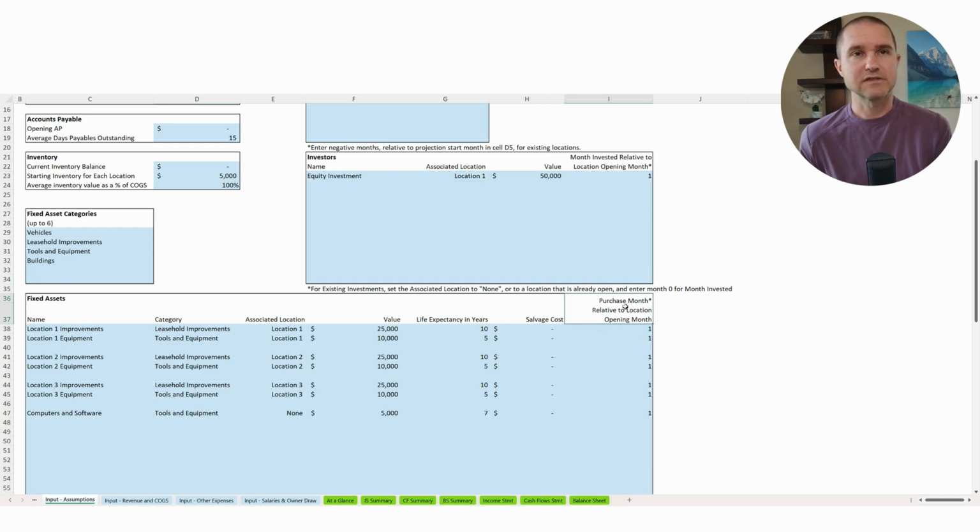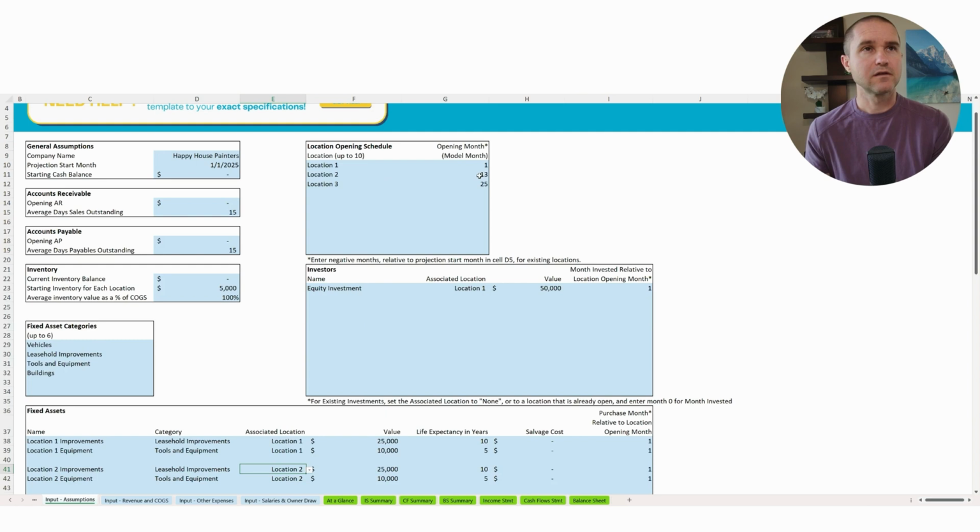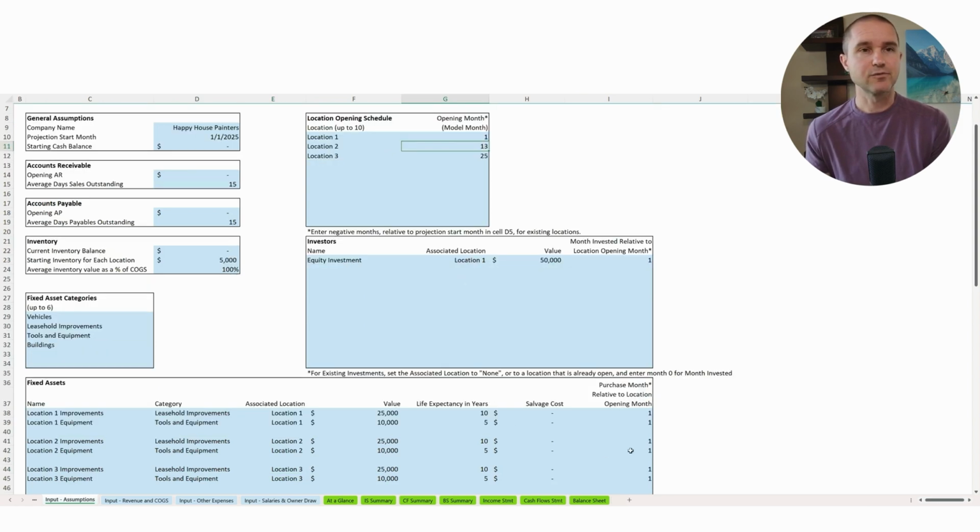This purchase month says purchase month relative to location opening month. Since you have selected here that this associated location is location 2, the model's going to know from up here that location 2 is not opening until month 13. So when you select that you're going to pay for leasehold and for equipment here in month 1 of location 2, the model is automatically going to know that that means month 13.